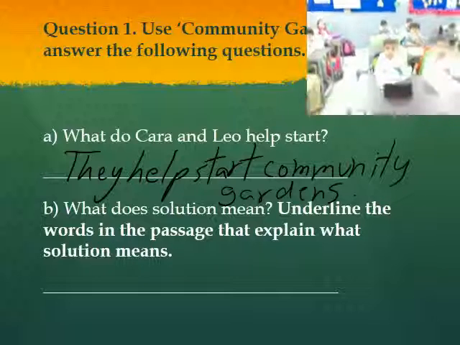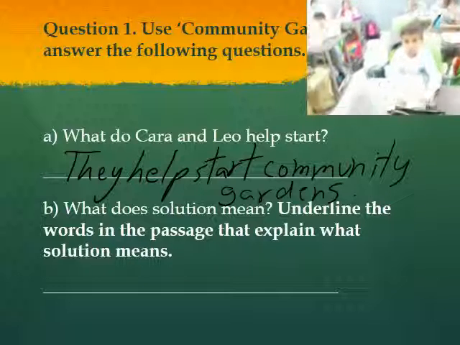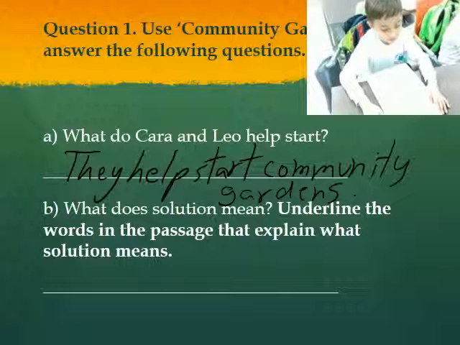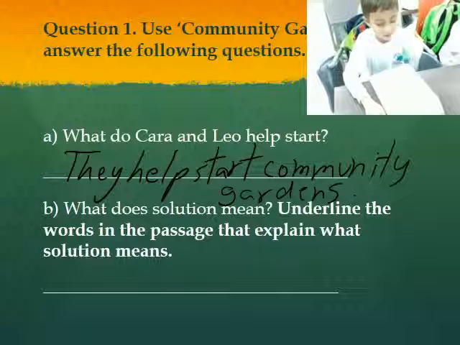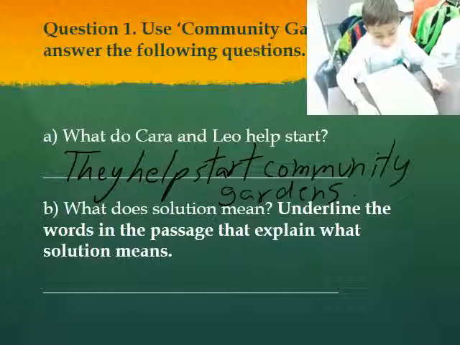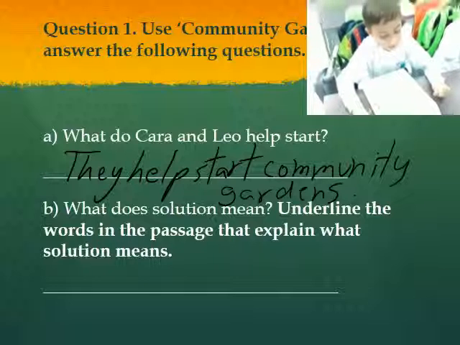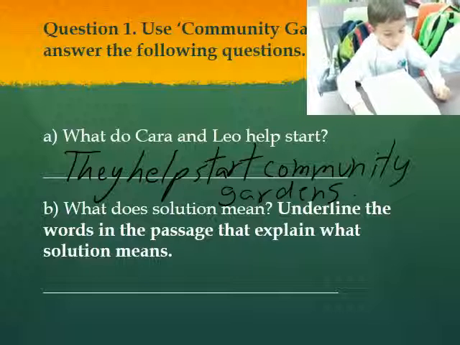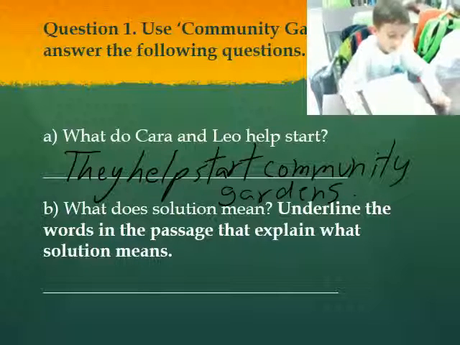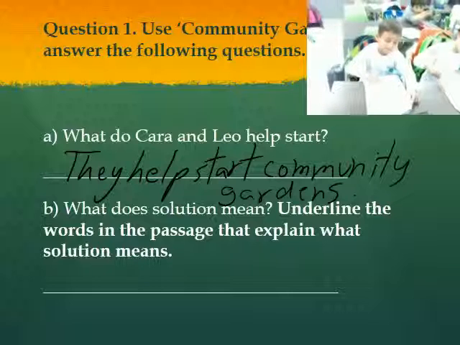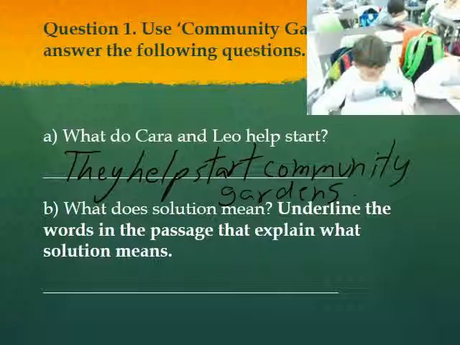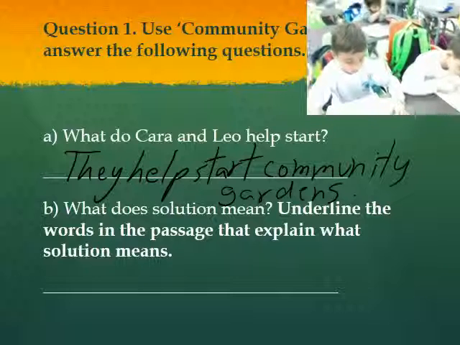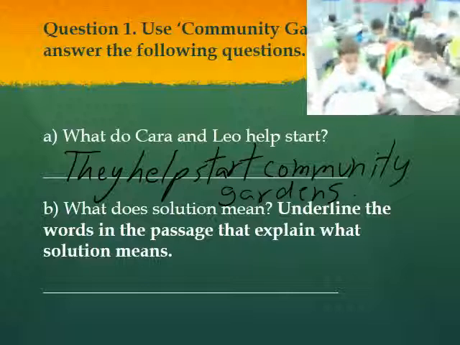Okay, question B. Nabil, read the question. What does solution mean? Underline the words in the passage that explain what solution is. Okay, let's look for the word solution in the passage. What words in the passage explain to you the meaning of solution? What are the words that explain to you?